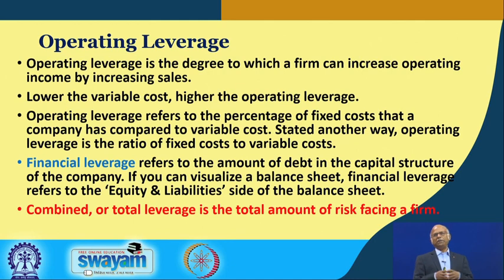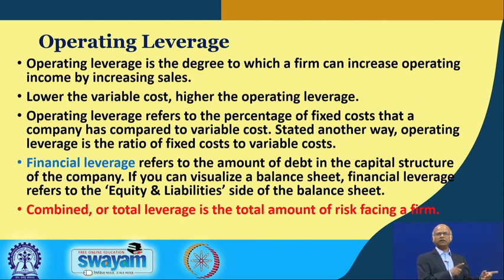So if you have a high fixed cost structure and low variable cost structure, you have high operating leverage. For companies with high operating leverage, as we have just seen, operating profit for incremental sales increases faster compared to companies with low operating leverage. Operating leverage refers to the percentage of fixed cost that a company has compared to variable cost, as I explained. Stated another way, operating leverage is the ratio of fixed cost to variable cost.